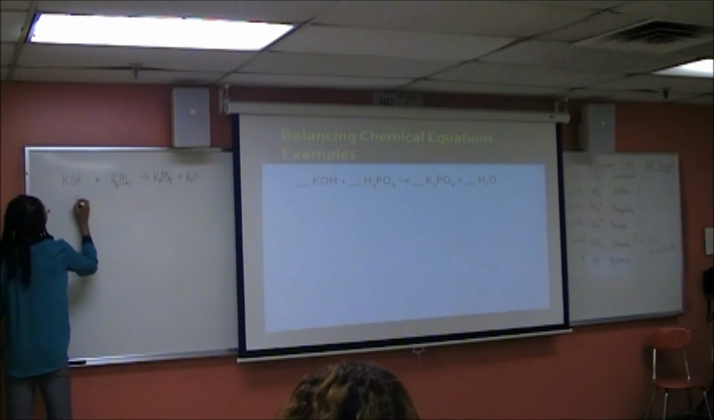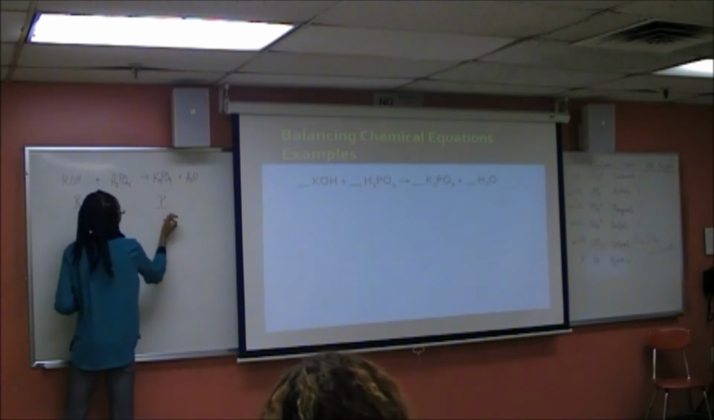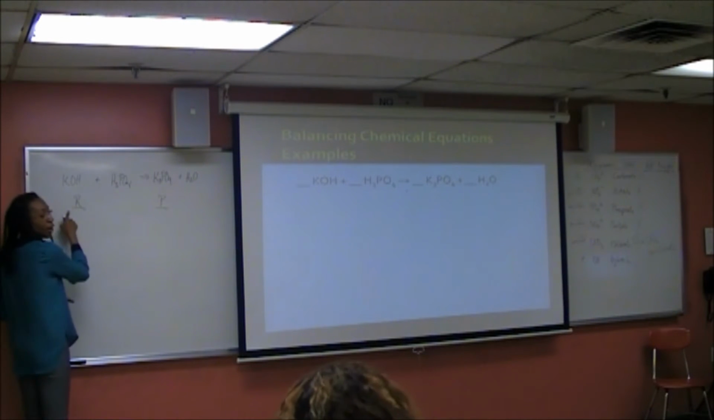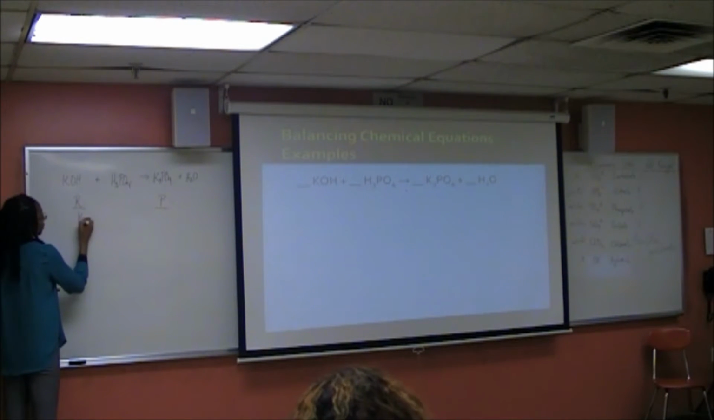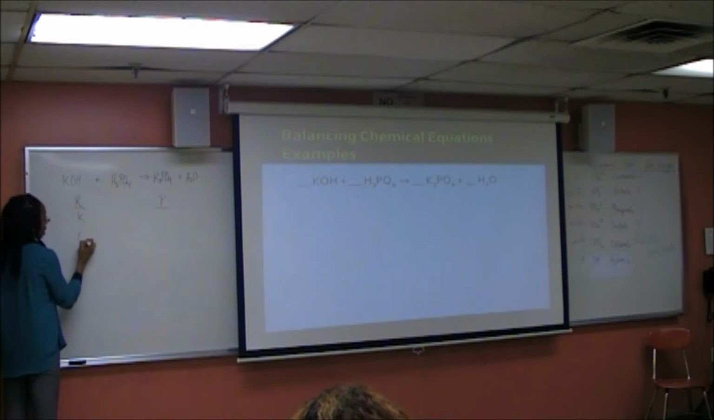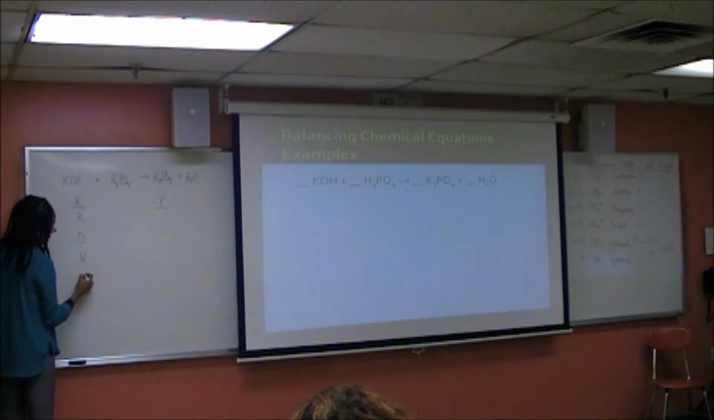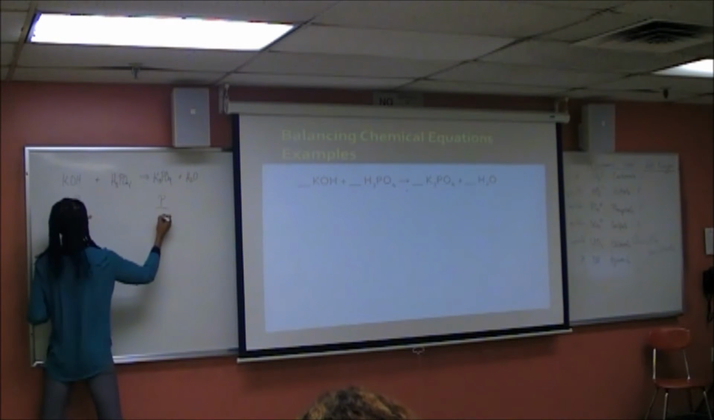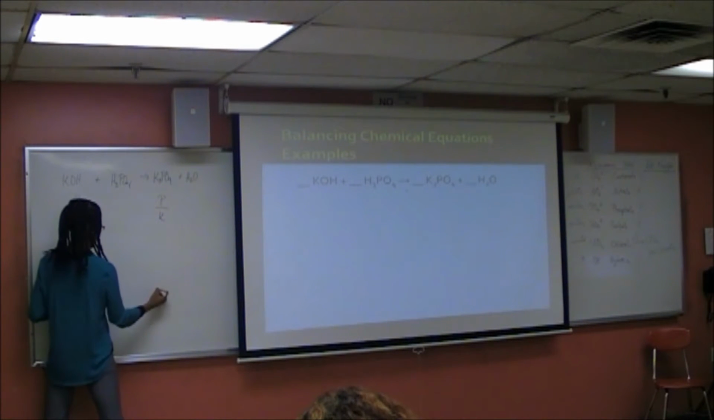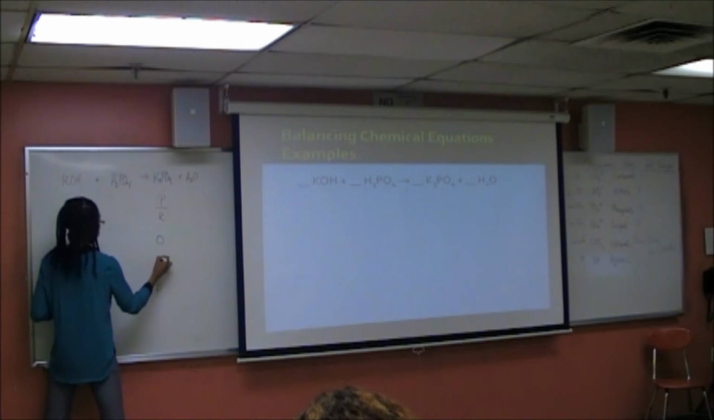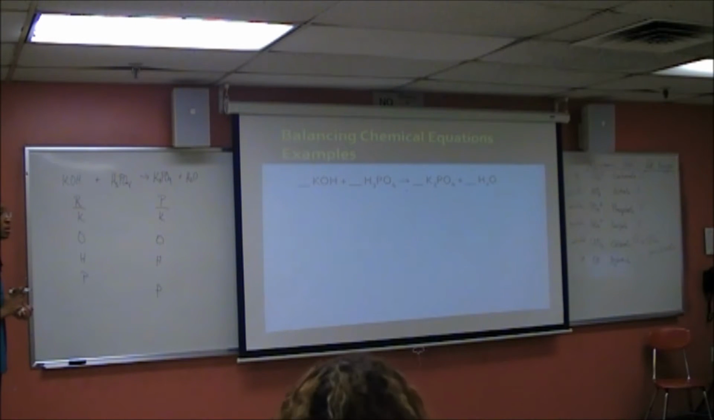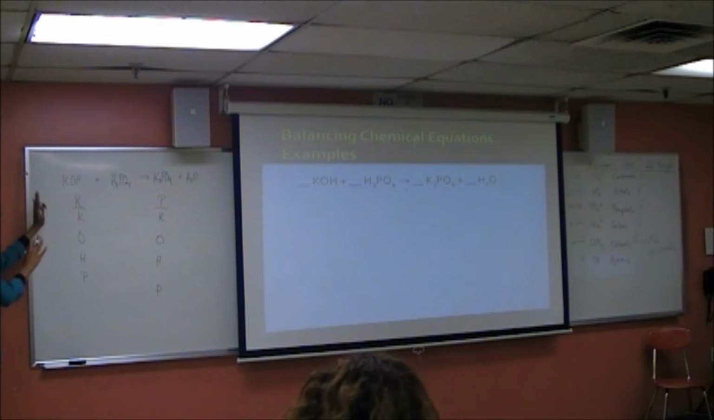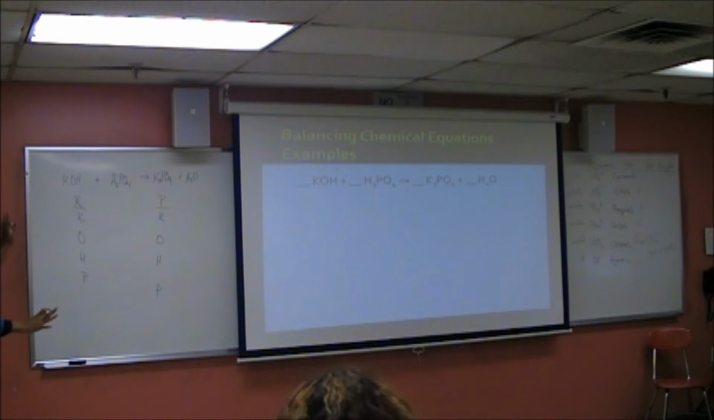Okay, all right. Reactant side, product side. What do we have here? Potassium, oxygen, hydrogen, phosphorus. Over here: potassium, phosphorus, oxygen, hydrogen. Yes. Let's not break up the marriage. This is the only time you can break up a marriage, when you're trying to balance it. Everybody else, we keep them together.